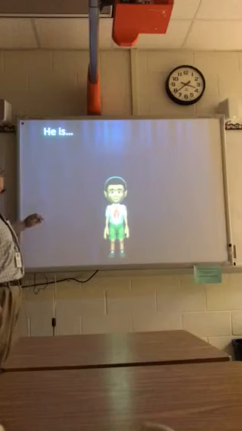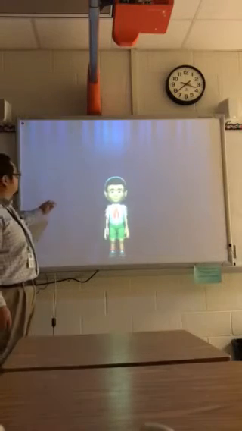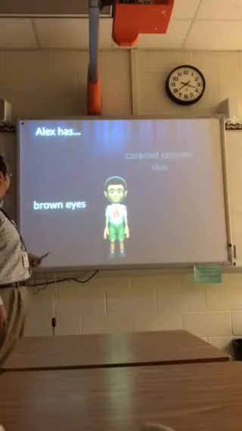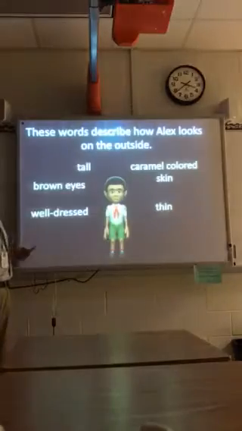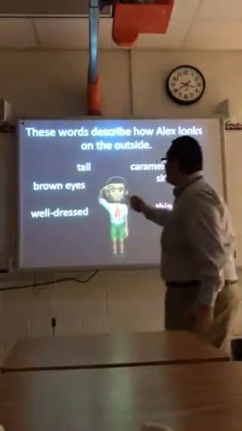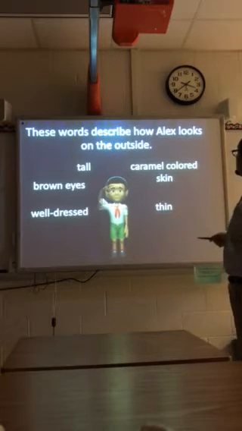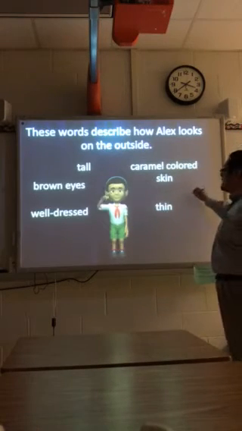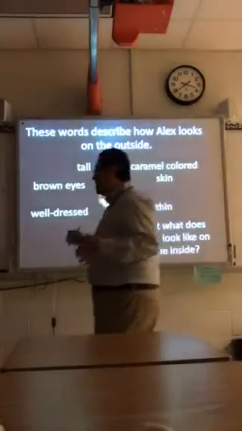He is tall, thin, well-dressed. He has brown eyes, caramel-colored skin. These are words to describe how Alex looks on the outside, his appearance. You can say that he's tall, he's got brown eyes, he's well-dressed, he's got caramel-colored skin, and he's thin. But what does Alex look like on the inside?